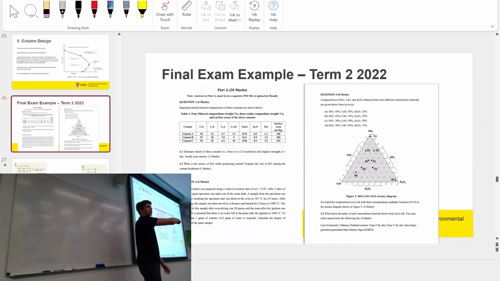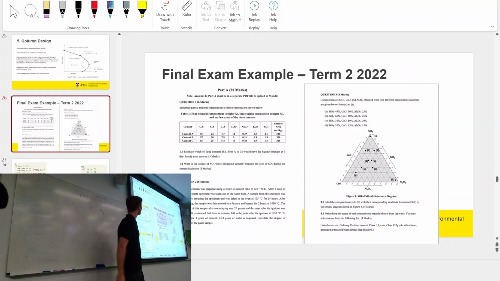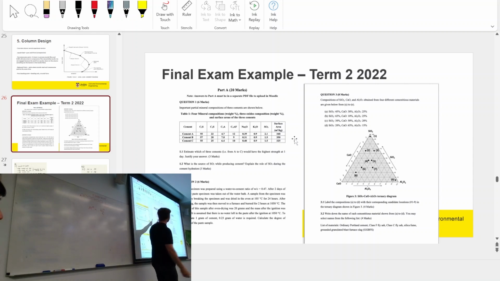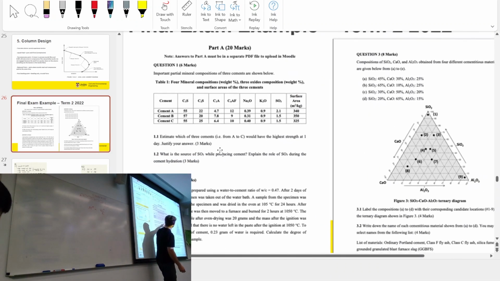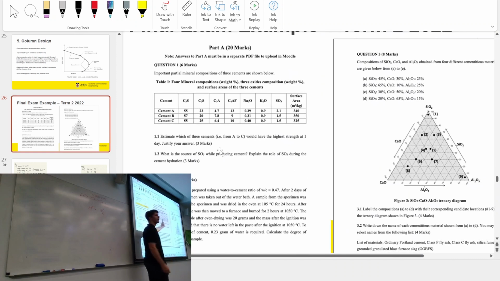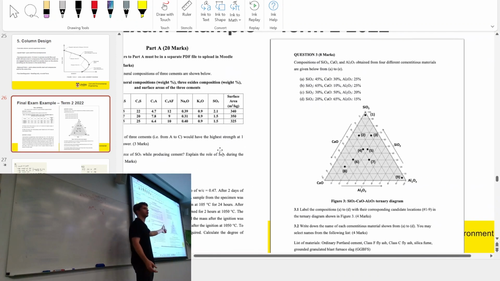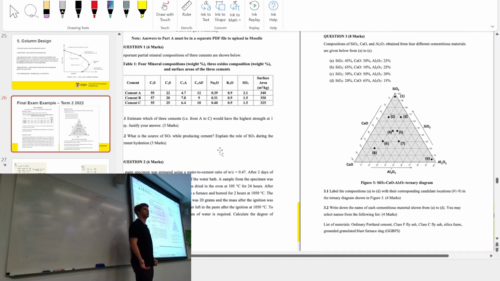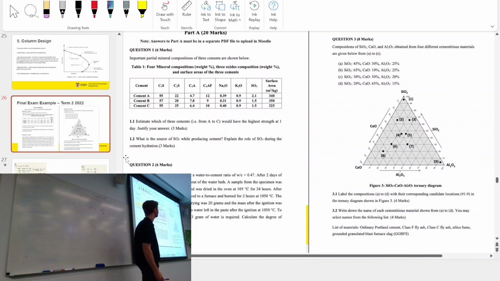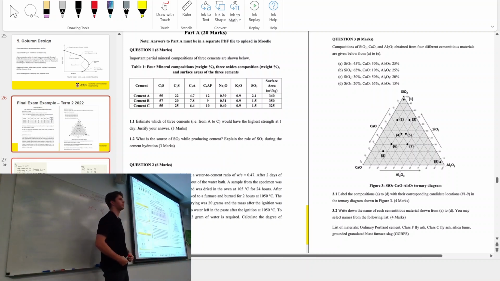So this is an example of a final exam. You've got part A. Both these pages just go through the chemistry side of things, the material side of things. Obviously you might have different questions, not always like this. But that's the material side.